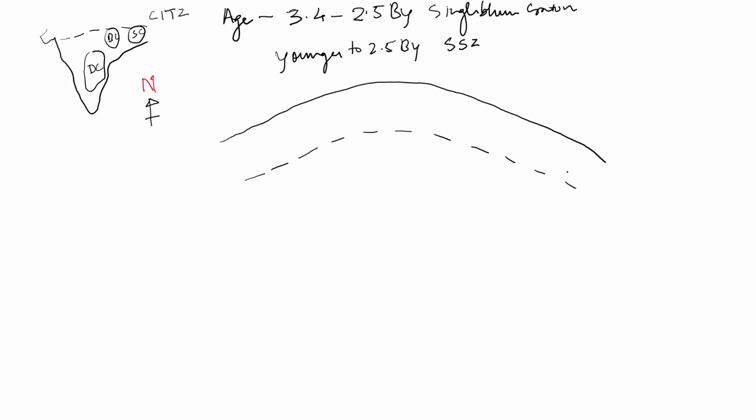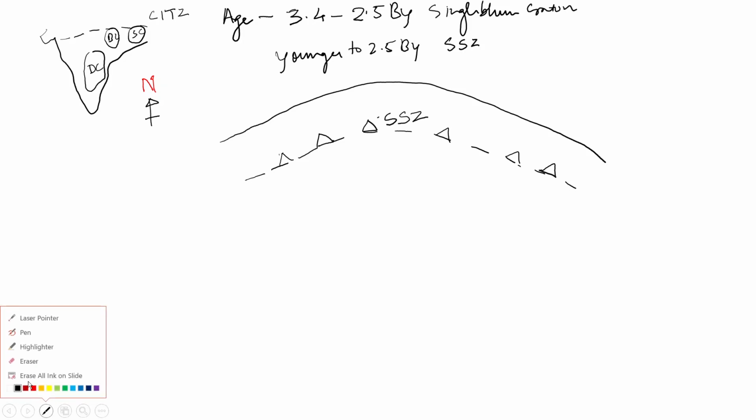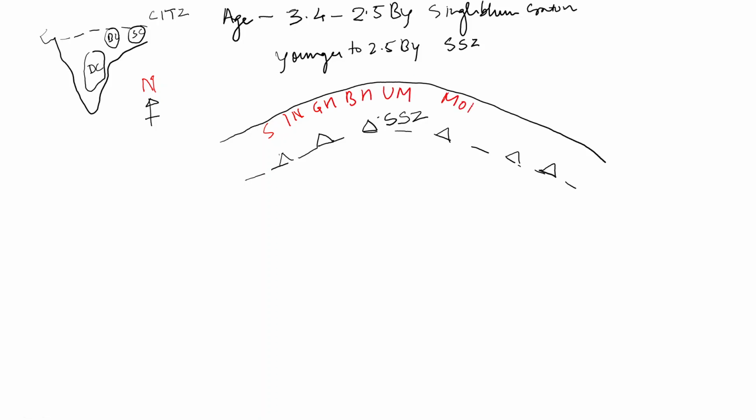So we are getting the northern boundary over here, and the northern tectonic boundary of the Singhbhum Craton is marked by a shear zone which we can refer to as the Singhbhum shear zone. So this portion is the Singhbhum shear zone, while this entire portion is the Singhbhum mobile belt.